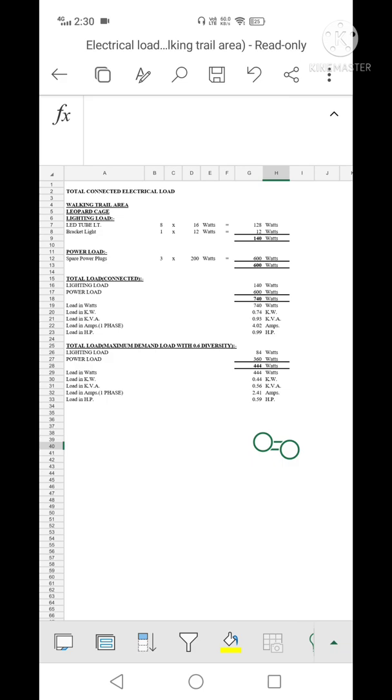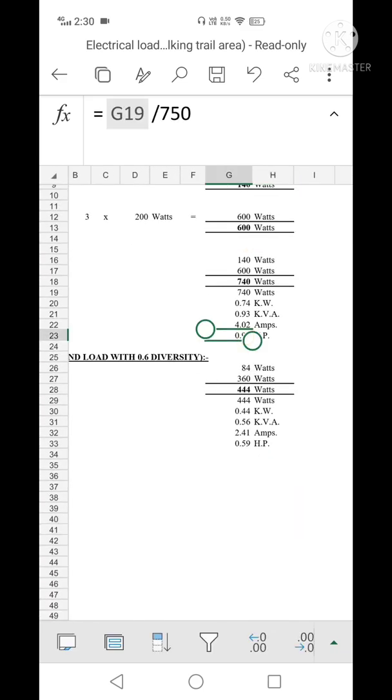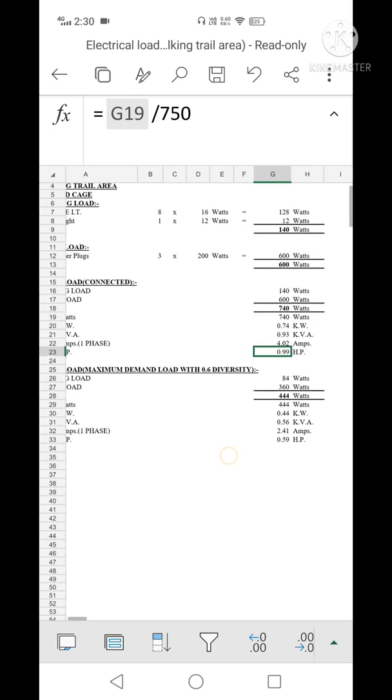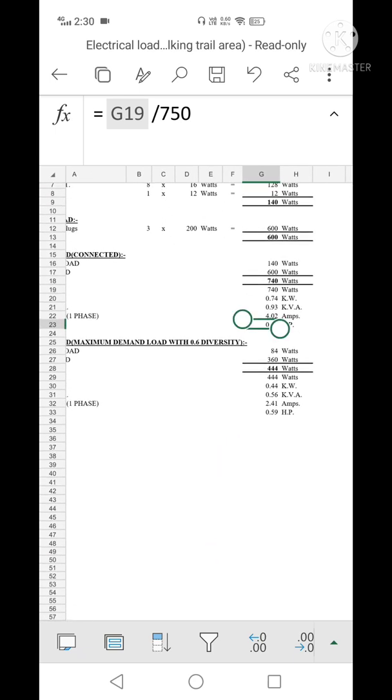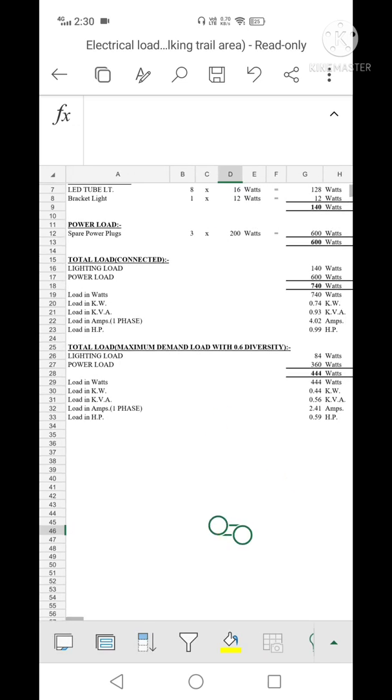Now load in HP. For the HP, you have to divide the value, which is 740, by 750. HP is horsepower. After that, we have to calculate the total maximum demand load with a 0.6 diversity factor.